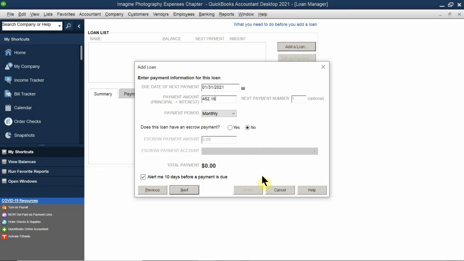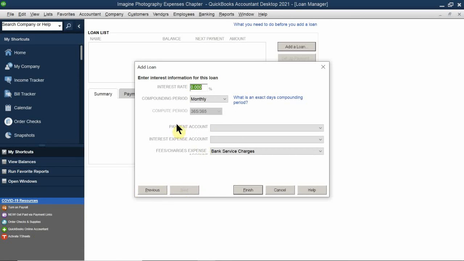Okay? So now you have right here, alert me 10 days before the payment. So yes, you can actually set reminders for when you have payments due. Okay? And I'm going to go ahead and click next.